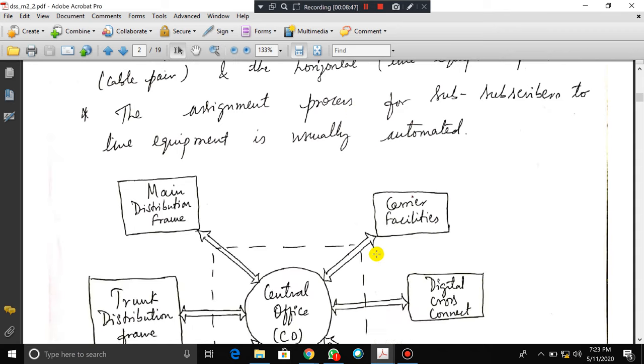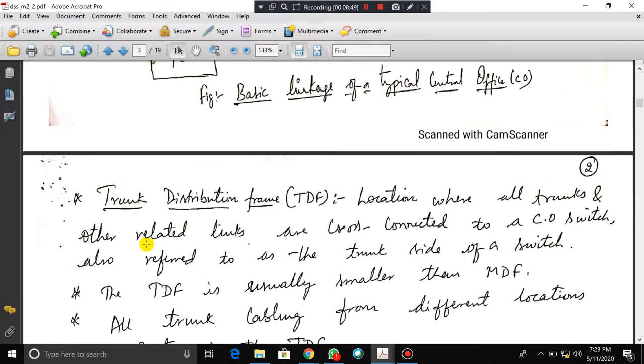Next, the trunk distribution frame. Again, it is a place where all the trunks and other related links are cross connected to the central office switch. Compared to the main distribution frame, only the changes matter. It is also a location where links are cross connected, but here they are trunks. It's easy to remember: for the trunk distribution frame you replace line with trunk. It is also referred to as the trunk side of a switch, whereas the main distribution frame is the line side or link side of a switch.